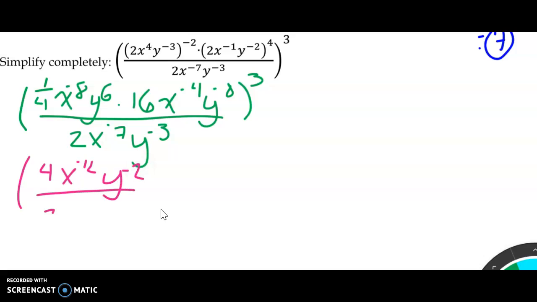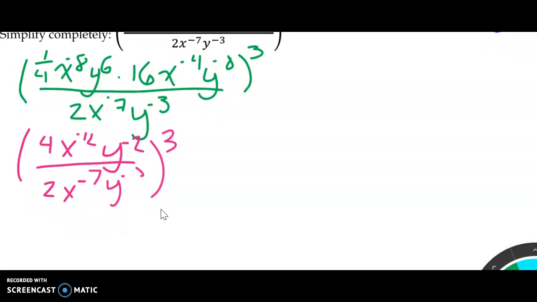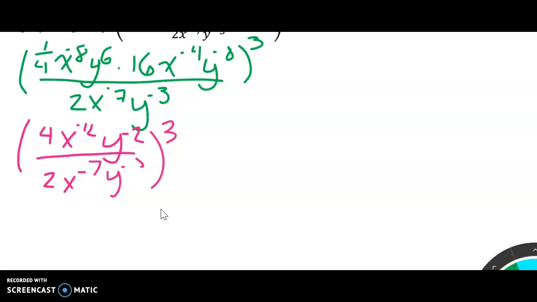Our denominator is still the same, 2x to the negative 7th power, y to the negative 3rd power, and everything's still raised to the 3rd power. Next, we'll use our quotient rule to simplify what's inside of our grouping symbols. So here, 4 divided by 2 gives us 2.